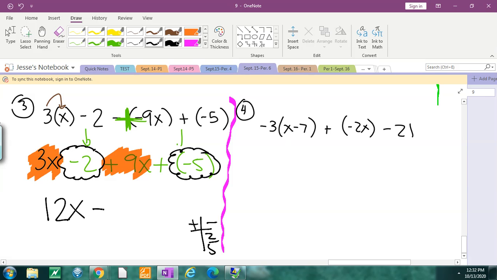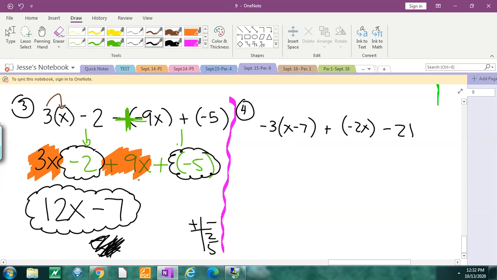Negative 7. Very good. Thank you, Denise. Negative 7. So that is my answer. 2 terms. Do not put 5x because the 7 does not have an x. Don't do that. I will trick you in one of the quizzes and I'll put 5x. Don't fall for the trick. All right. So far, so good?